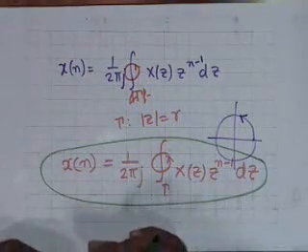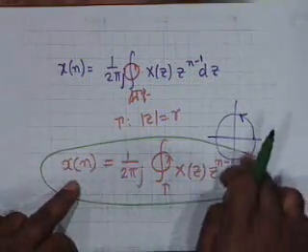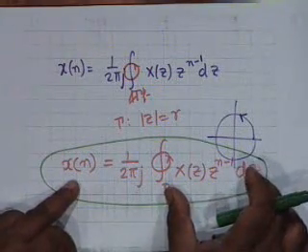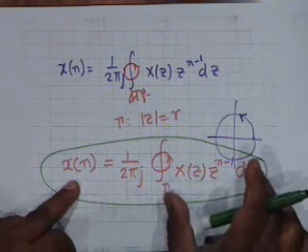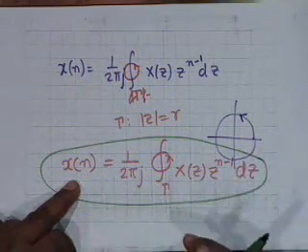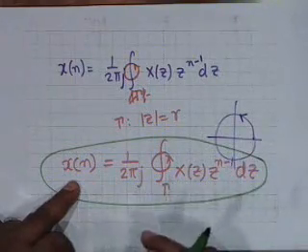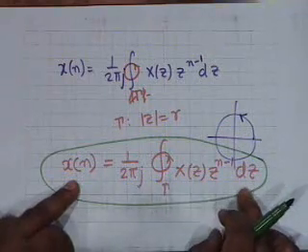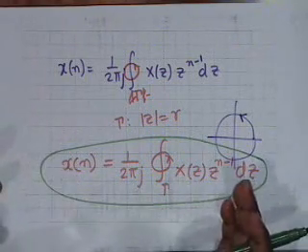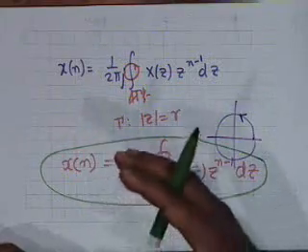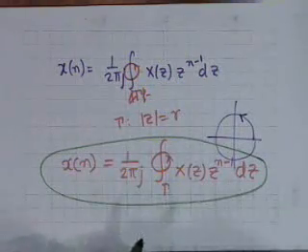Now, in general, given an X of z and its region of convergence, you can always evaluate this integral. And the evaluation of this integral is facilitated by Cauchy's residue theorem. That is, if you enclose some poles, then the sum of the residues at these poles is what contributes to this contour integration. And therefore, contour integration is not as difficult as the expression looks like. It looks like a difficult expression, but it is not. And you can show that by taking well-known formulas like 1 by 1 minus a z inverse. You can take the pole, take the residue, and show that indeed they are identical.